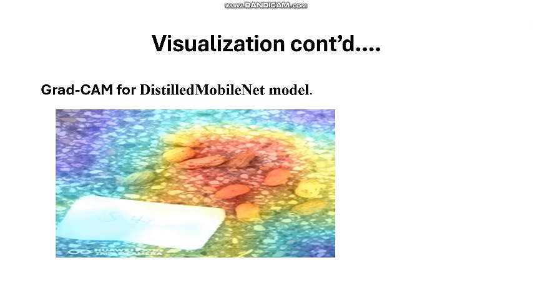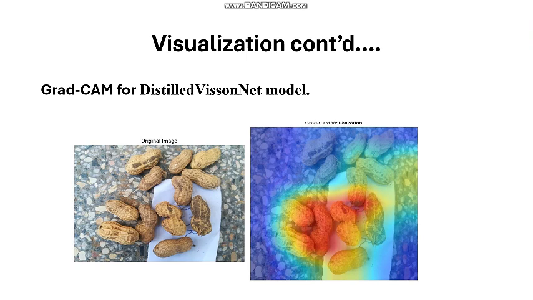regions with our groundnut seeds to make decisions, and the regions with blue and green colors were of lesser significance for the model's prediction decisions. Then on the next slide, it's the Grad-CAM for the distributed vision net model.